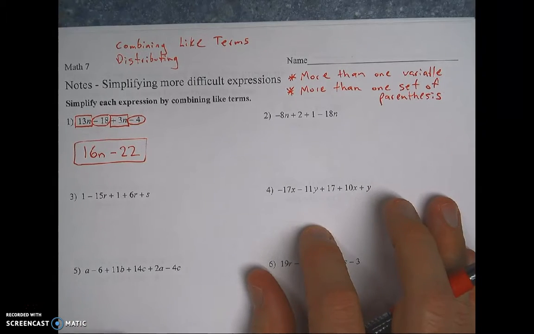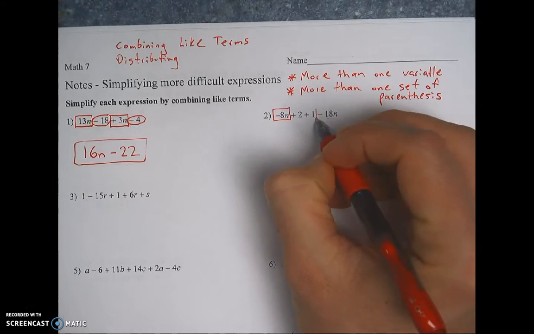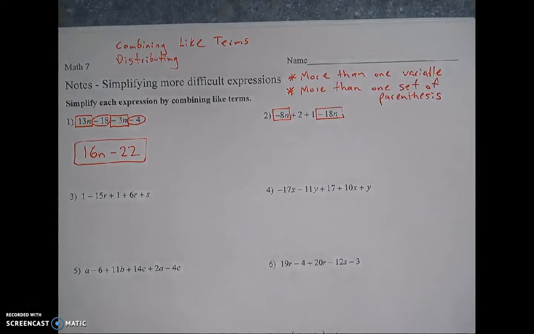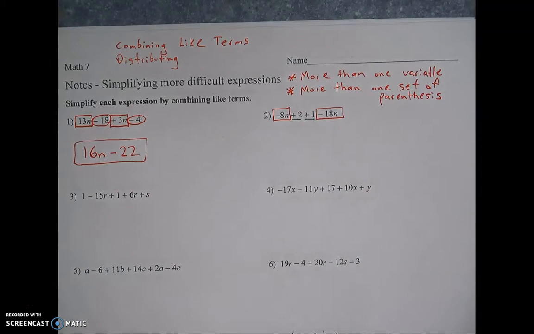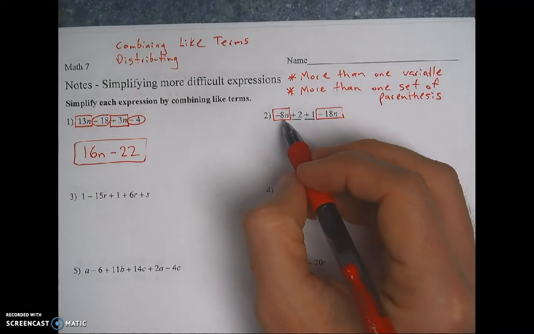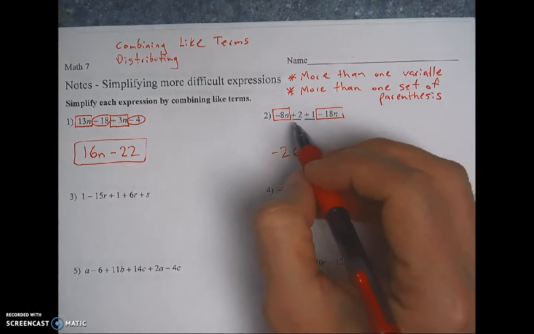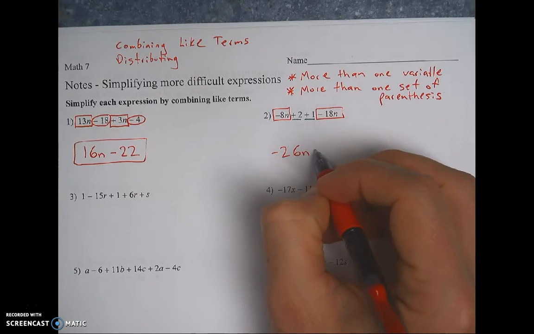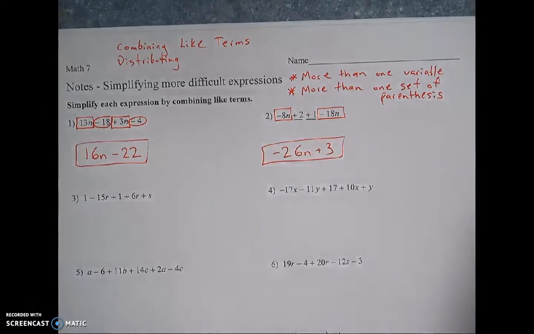So if we look at number 2, same idea. You've got an n here, and you've got an n here. I'm going to make sure that subtraction sign gets included. And I've got a plus 2 and a plus 1. So I need to combine everything I can. Negative 18 and negative 8, when you put that together, that's negative 26n. And plus 2 and plus 1 is a plus 3. Final answer. So combining like terms.